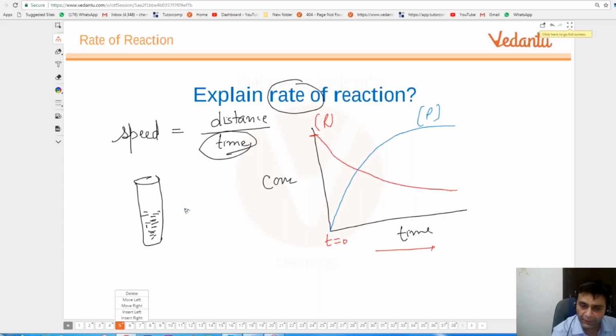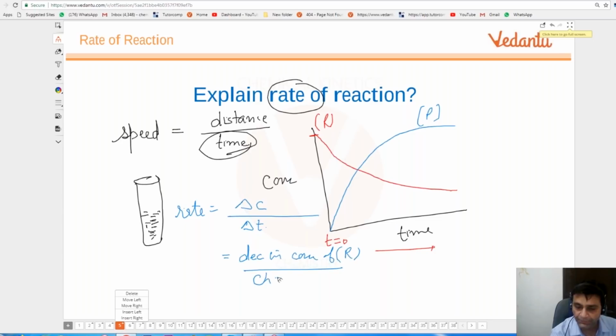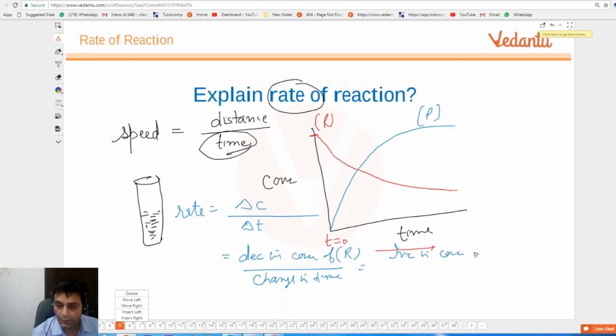So basically, the rate of reaction means change of concentration upon change in time, right? And rate is equal to the decrease in concentration of reactant upon change in time, or I can say it is an increase in concentration of the product upon change in time.